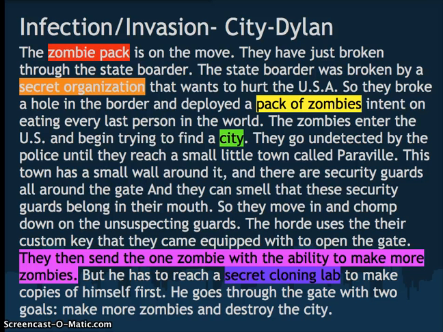The zombie pack is on the move. They have just broken through the state border. They want to injure the United States of America. So, they are intent on eating every last person and making more zombies.